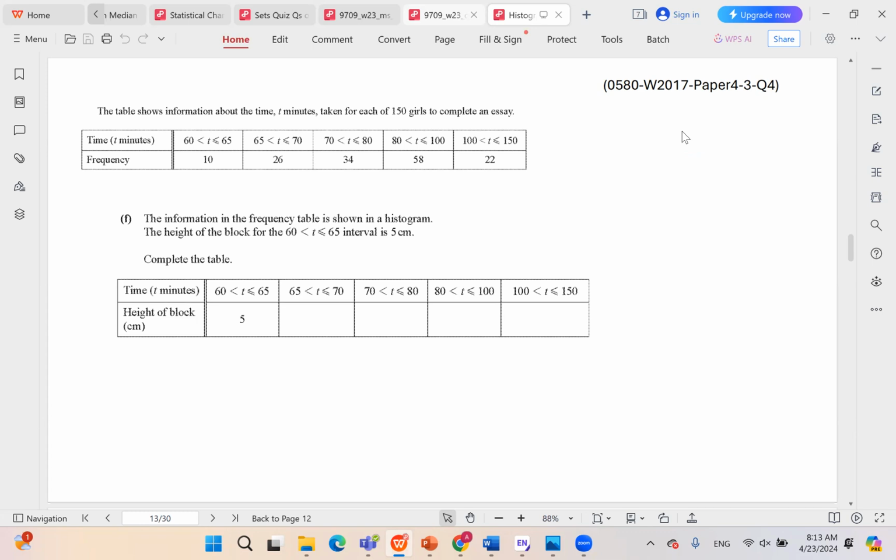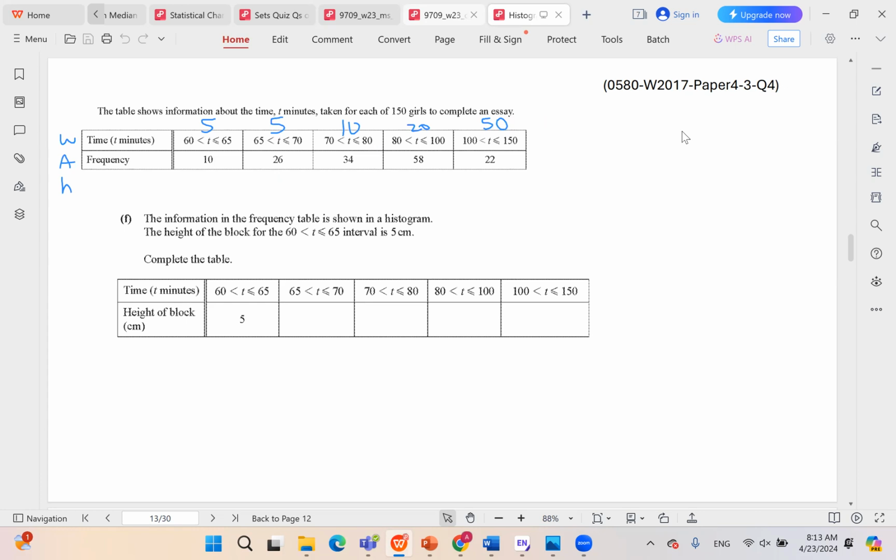So the intervals are the width. The frequency is the area. So we should get our own version of the height. But first we need to compute the actual width, of course. So this will be 5. This will be 5. This here will be 10, 20, and finally 50. Now, in order to get the height, we divide the area by the width.